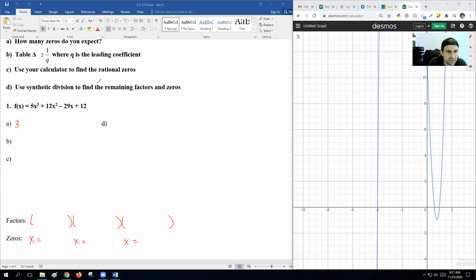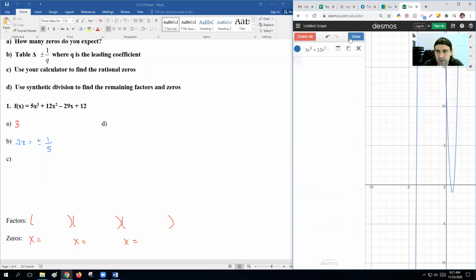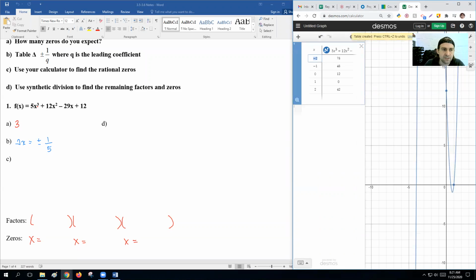Okay, next part. Make a table where the change of x is plus or minus 1 over q, and q is the leading coefficient. So we would normally make a table on our graphing calculator where the change of x is equal to plus or minus 1 over, in this case, 5. And this is what we would technically do if we didn't have Desmos. So if we just had a regular TI-83 calculator, we'd go to our table and start with every number plus or minus 1/5, which is 0.2.